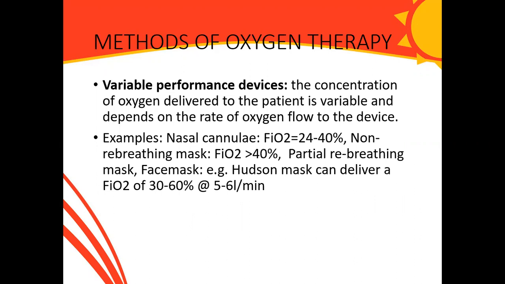The second type of oxygen delivery devices are the variable performance, also known as low flow. The concentration of oxygen that is delivered to the patient here is variable, and it depends on the patient's respiratory effort and the flow rate of the device. For instance, the nasal cannula can deliver oxygen concentration between 24 to 40%. The non-rebreathing mask can deliver from 40% upward. But whatever it is, the oxygen that is delivered to the patient is dependent on the patient's respiratory effort and the rate of oxygen flow to the device.